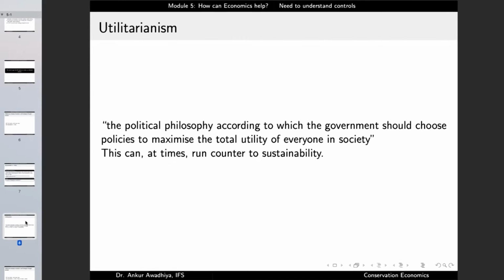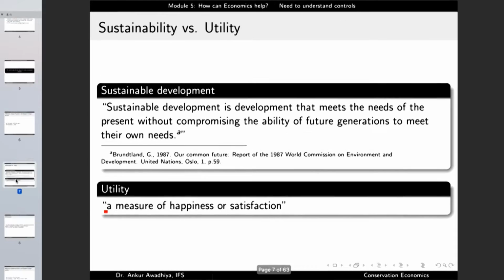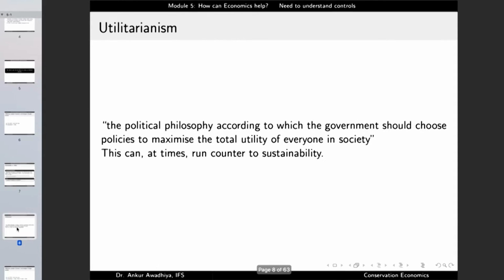Now, the concept of utility has brought us to a thought process that is known as utilitarianism. Now, utilitarianism is the political philosophy according to which the government should choose policies to maximize the total utility of everyone in the society. Now, utility, as we have seen, is the measure of happiness or satisfaction. Utilitarianism says that we need to maximize this satisfaction of all the people in the current society.